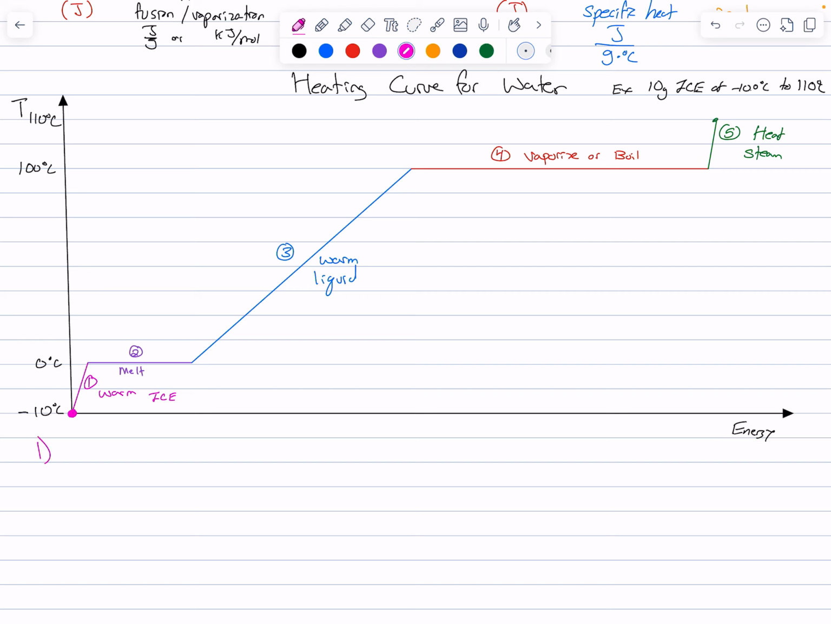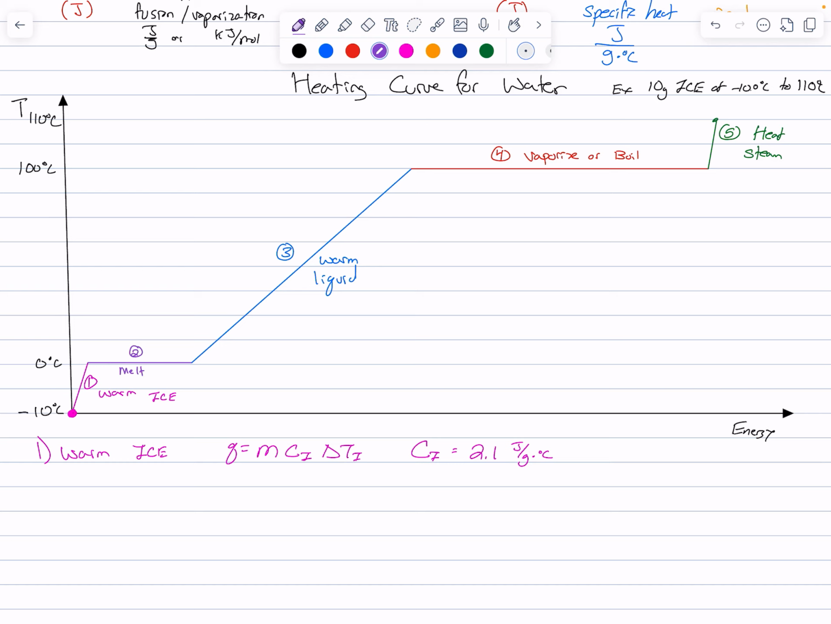Well, step 1 was to warm the ice, and that is Q equals M, right? Specific heat of ice, and then the delta T of the ice, right? And specific heat of ice happens to be 2.1 joules per gram degrees Celsius. Now, if you're using a problem, make sure you use either your textbook or whatever reference you're supposed to be using for specific heat, because they might give you 3 sig figs. It might be a little bit different. Okay.